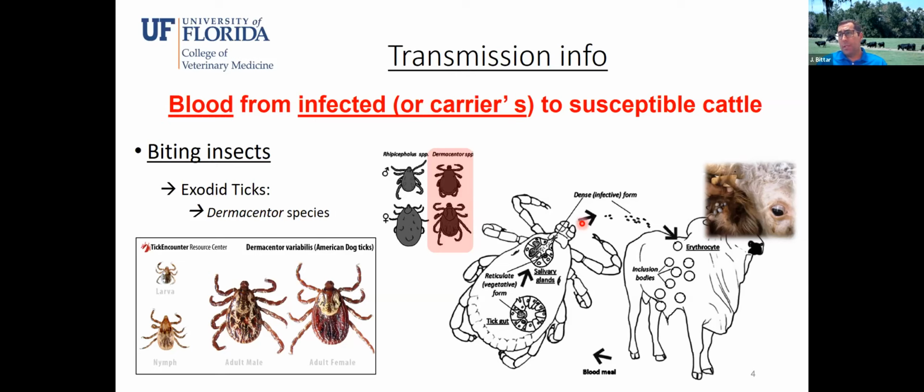So what happens? This tick goes and bites the cattle, and then the red blood cells infected with Anaplasma go to the gut of the tick, in which the Anaplasma marginale is able to survive and stay in the salivary glands. So whenever this tick bites another animal, it's going to transmit this Anaplasma marginale to the susceptible cattle.